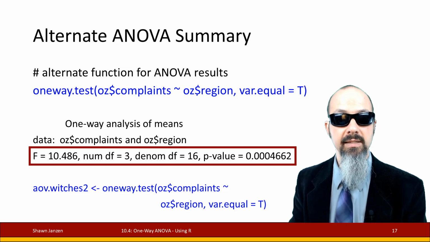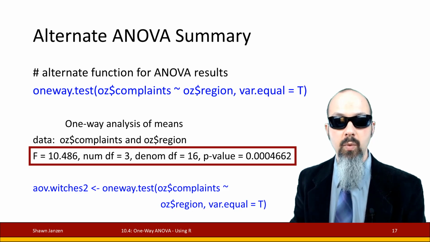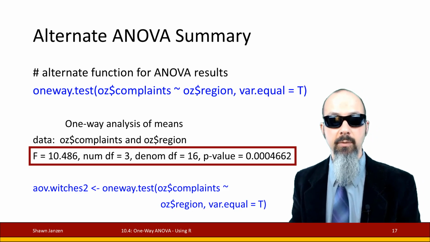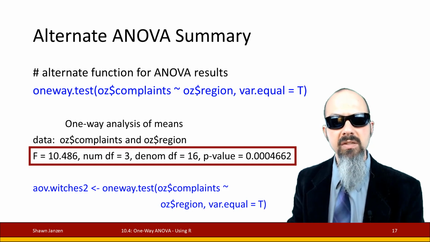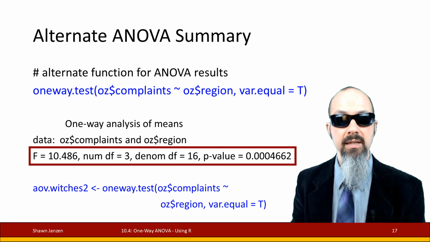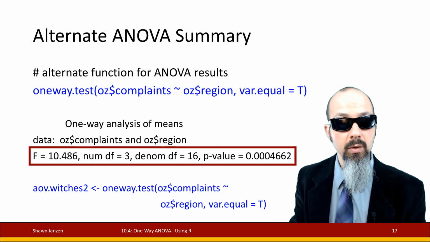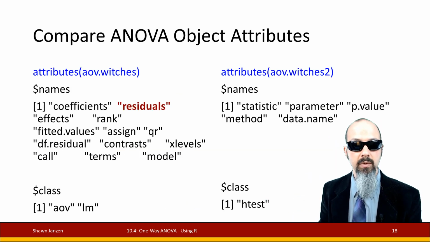How fantastic is that? And when I have that, I can just go ahead and use that information. But what I'm also going to do here, to show you some differences between these two tests, is store this one-way.test as aov.which2. So I have aov.which and aov.which2. And I can compare these.